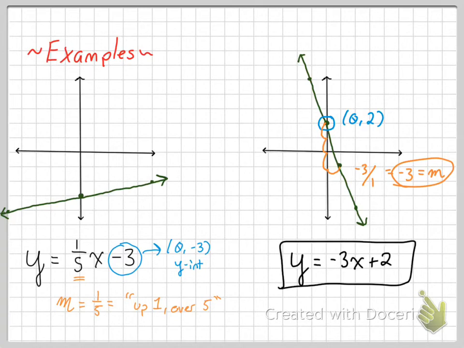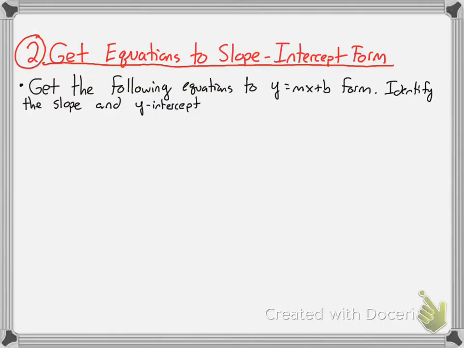So just to show why this is so important, we can see here that if something's in slope-intercept form, I can very easily graph it, or once I see a graph, put it into its own equation. So something that we're going to practice in this section is how to get an equation to slope-intercept form if it isn't there already. So here we're going to look at two examples. I want to get these equations to y equals mx plus b form, and from there, identify the slope and the y-intercept. In our first problem, I have 5x minus 4y equals 16.